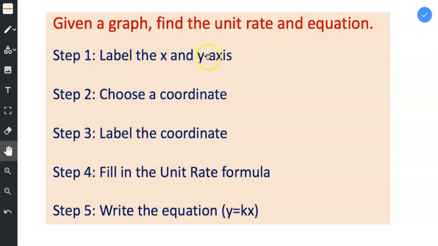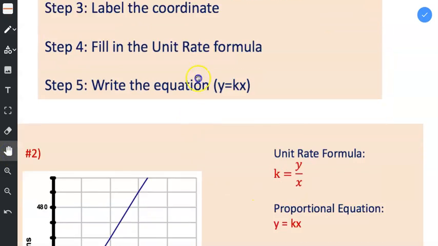Step 1, label the x and y axis. Step 2, choose a coordinate. Step 3, label the coordinate. Step 4, fill in the unit rate formula. And step 5, write the equation. All right, I go back down to the problem.